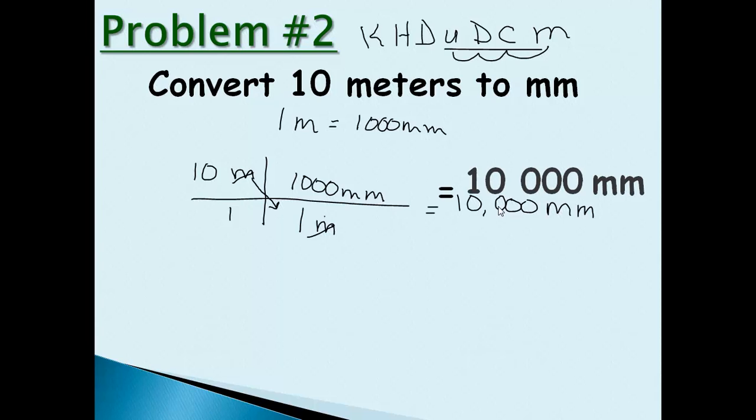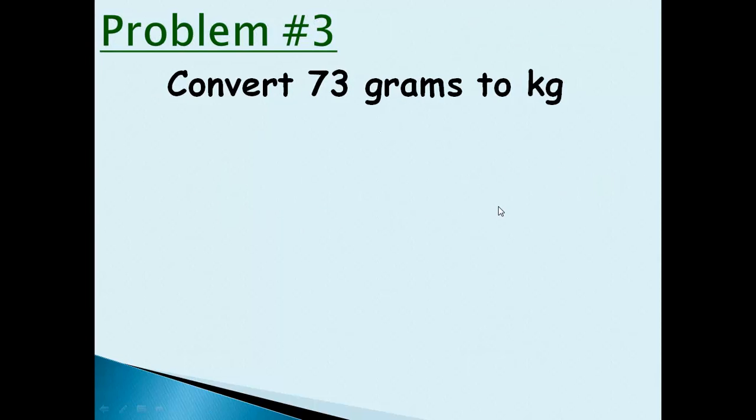Okay. Let's try another one. Convert 73 grams to kilograms. Alright, here's King Hector died upon drinking chocolate milk. We want to go, so we need to know grams and kilograms. Here's the thing, if we're starting with grams, okay, if you write 1 gram is how many kilograms? You're going to bounce the other way, 1, 2, 3.